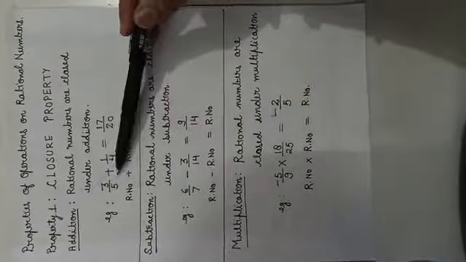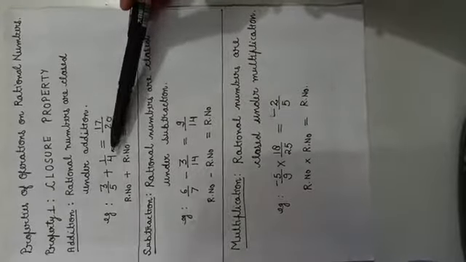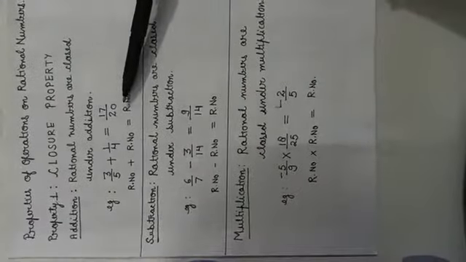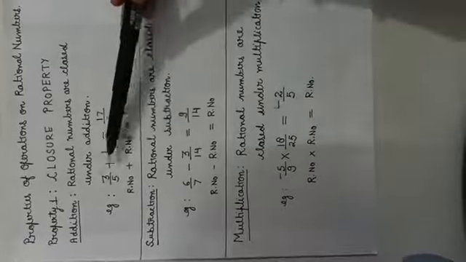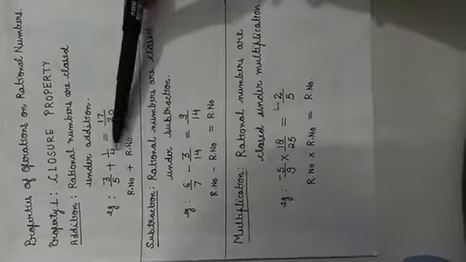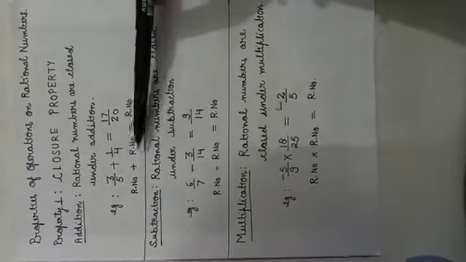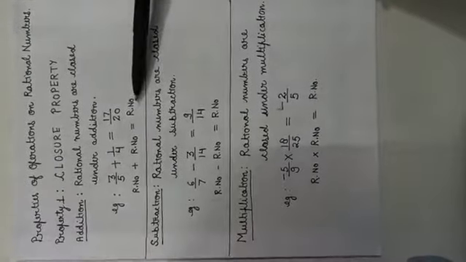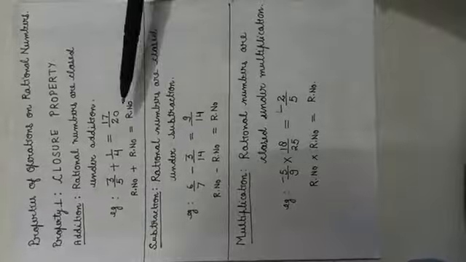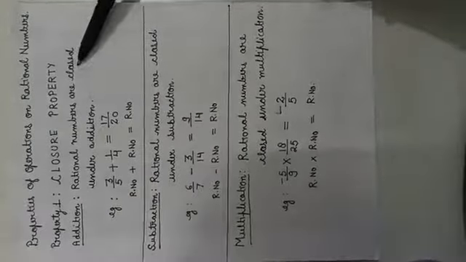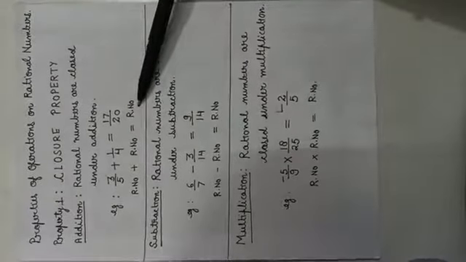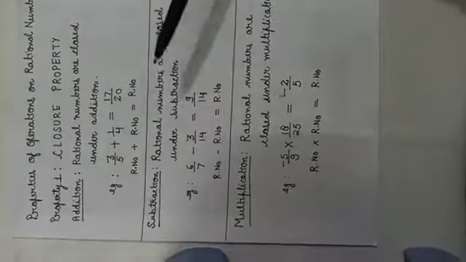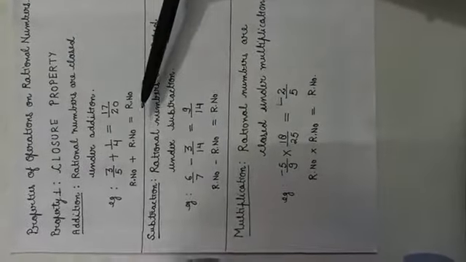I have taken 3 upon 5 added to 1 upon 4. We get the answer 17 upon 20. As we can see, 3 by 5 is a rational number, 1 by 4 is also a rational number, and the answer 17 by 20 is also a rational number. So we can say the rational numbers are closed under addition, because we are adding rational numbers and we are getting a rational number as an answer. I hope it is clear to everyone.